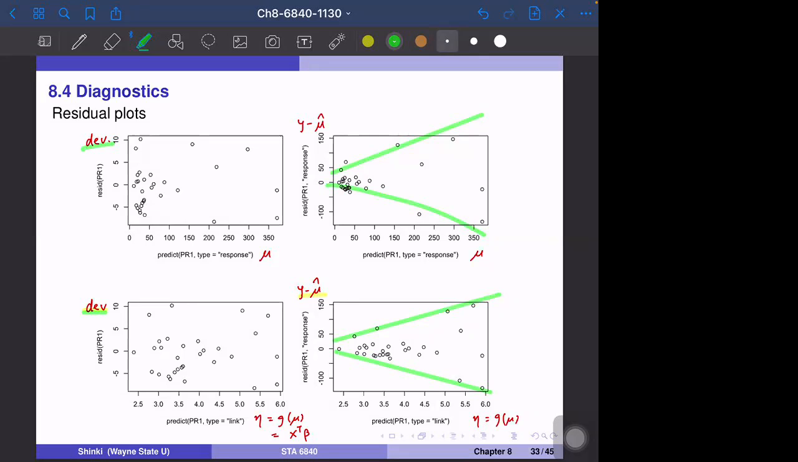To compare with this, usually eta is better in terms of distribution. Eta is the g of mu, in this case the log of mu, and it is more uniformly distributed from left to right. Here we have nothing wrong, but mu is more skewed, with only a few observations on the right-hand side. So probably this figure is what we have to generate.